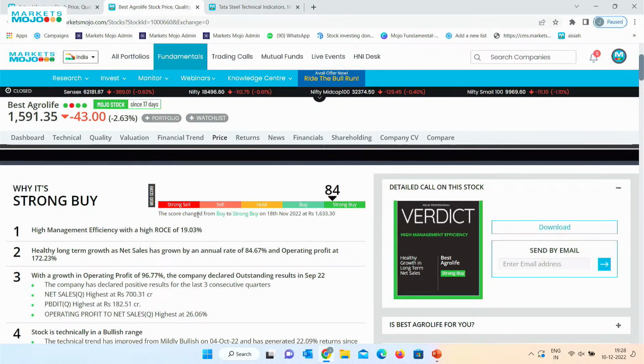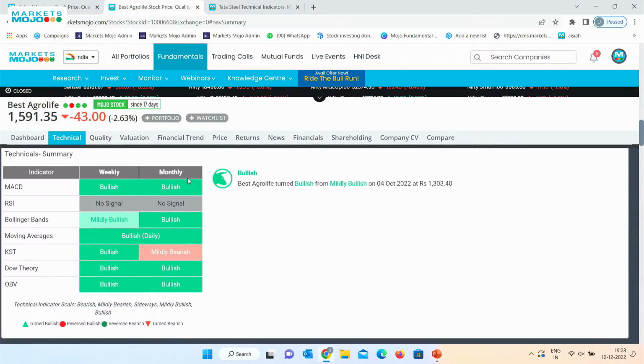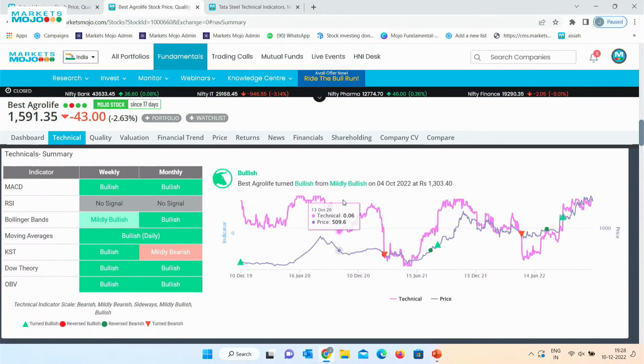You don't actually have to wait for sell and strong sell, because by the time the company moves from buy to sell to strong sell, it'll fall more. You can base your exit criteria over here in the hold dot. Also, technical is really important to understand whether you should exit from the stock.